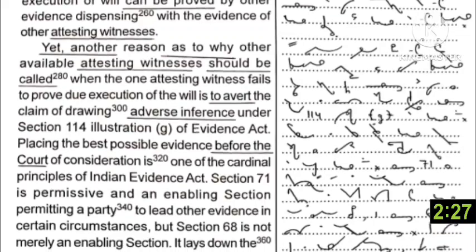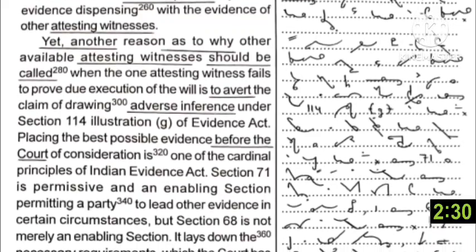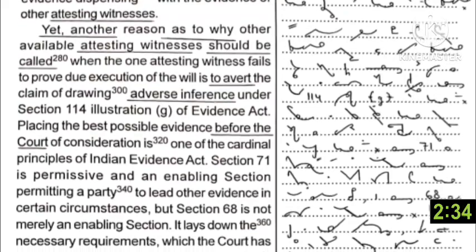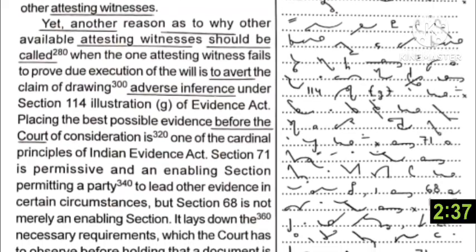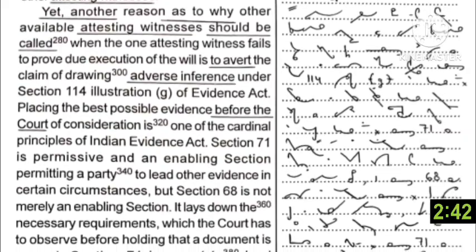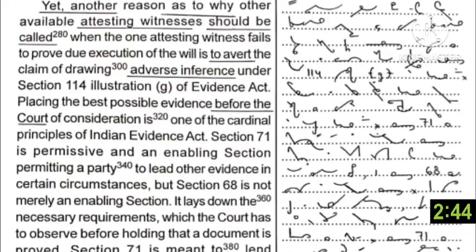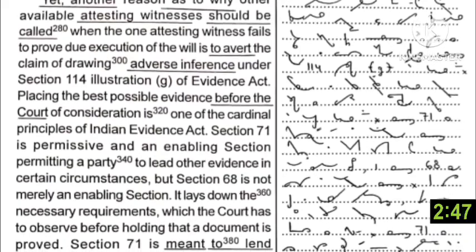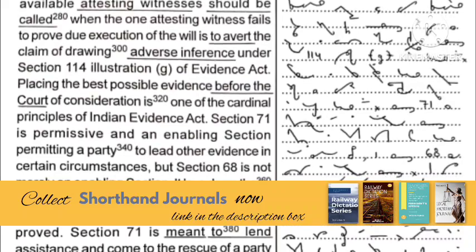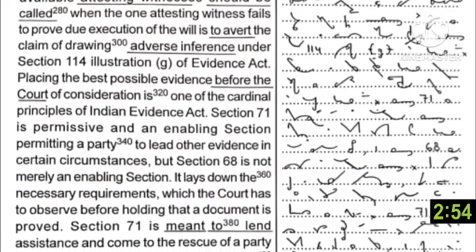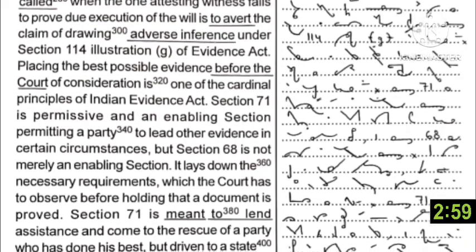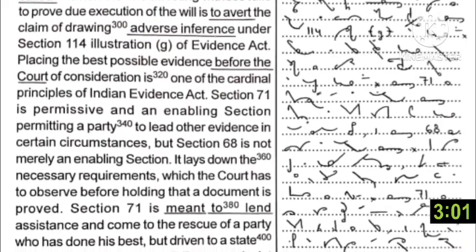Yet another reason as to why other available attesting witnesses should be called when the one attesting witness fails to prove due execution of the will is to avert the claim of drawing adverse inference under Section 114, illustration (g) of the Evidence Act. Placing the best possible evidence before the court for consideration is one of the cardinal principles of the Indian Evidence Act.